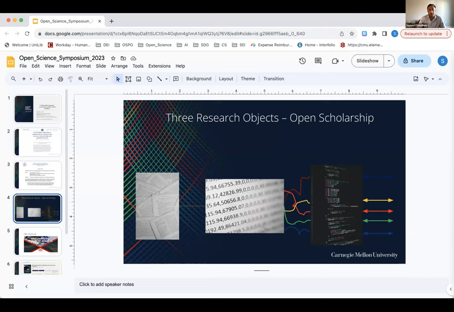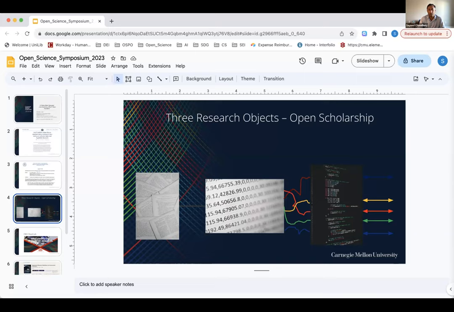The squiggly lines between the data and the software are my attempt to convey that the relationship between data and software is more complex. Typically, the relationship between data and a paper is a citation. But if you think about data and software, the boundaries are blurred. It's a little hard to distinguish them. And this is partially what I'm getting at in terms of this rolling wall of openness.